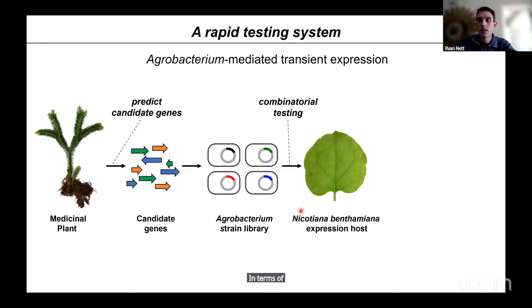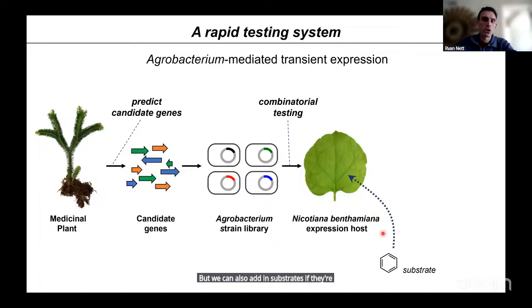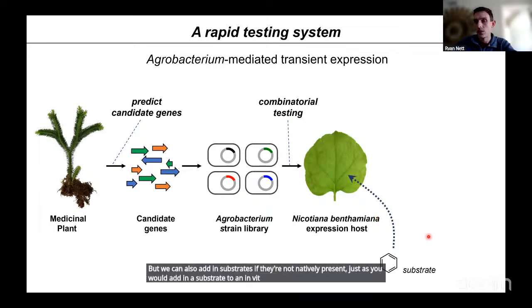In terms of enzyme activity, we often rely on substrate from the tobacco plant that's natively present, but we can also add in substrates if they're not natively present, just as you would add in a substrate to an in vitro reaction in a test tube.